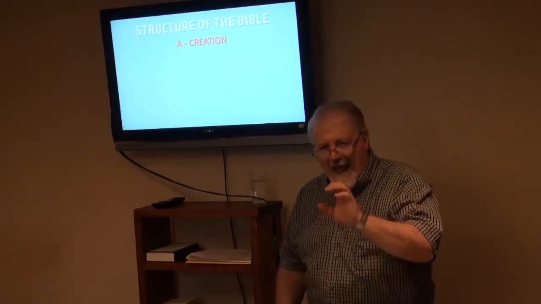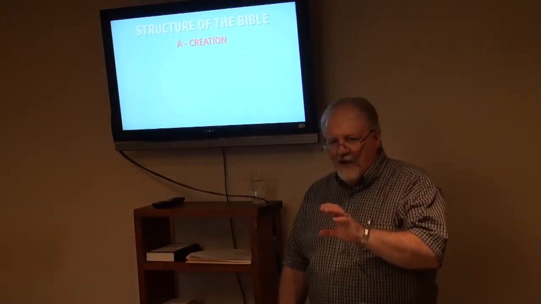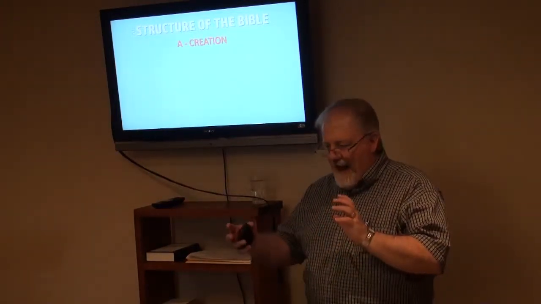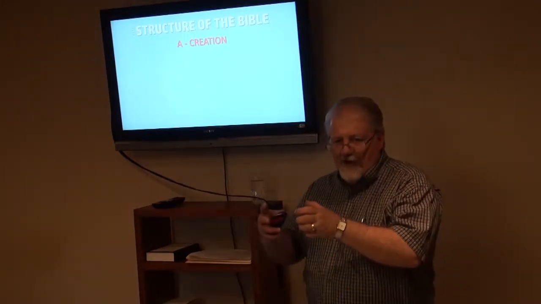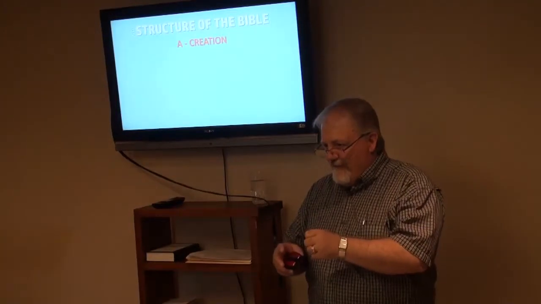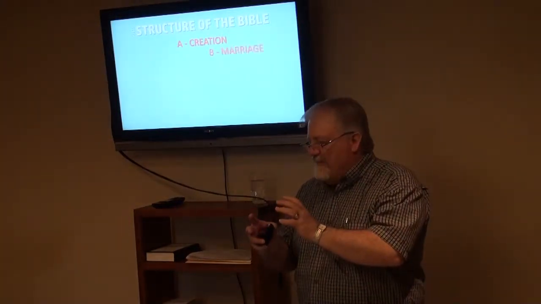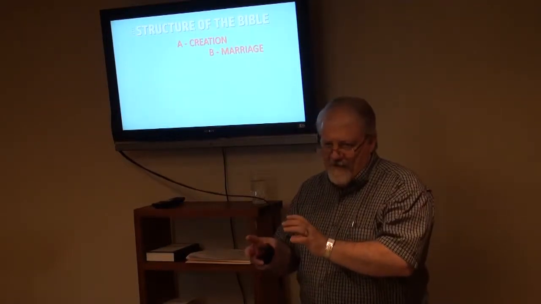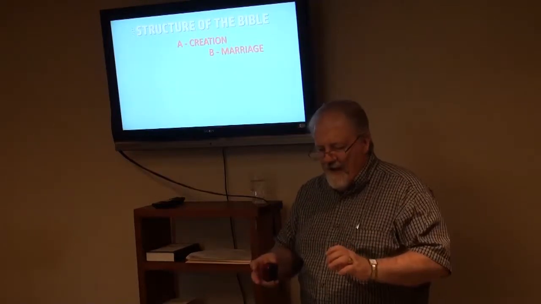Genesis 2 ends by telling us about the creation of the woman and how he brought Adam and Eve together, and they united as man and wife. So we have the creation event, then we're introduced to the concept of marriage at the end of chapter 2. So that's point number 2. A is creation, B is marriage.